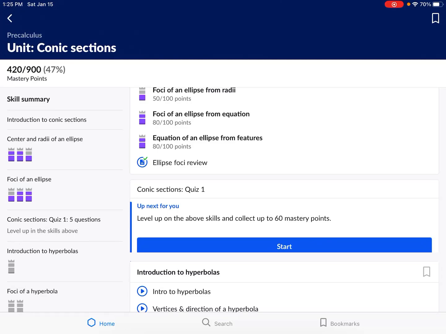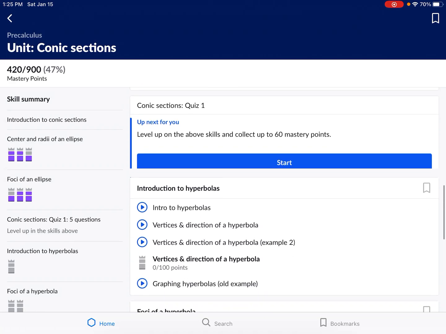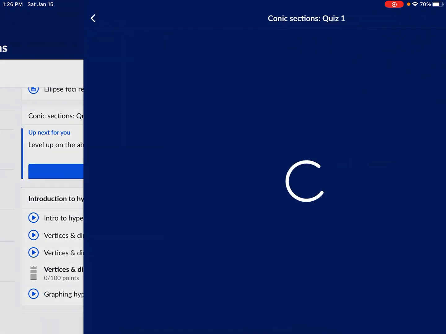All right, Unit 5, conic sections, quiz 1. It's loading, hold on.